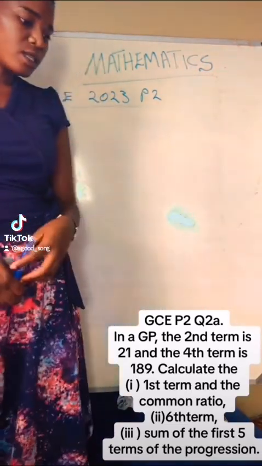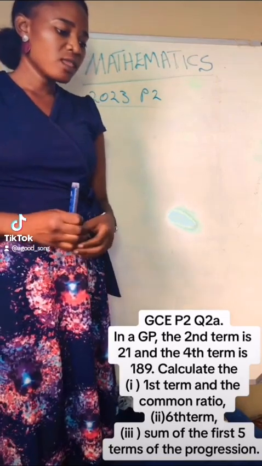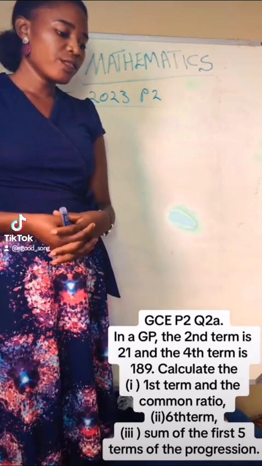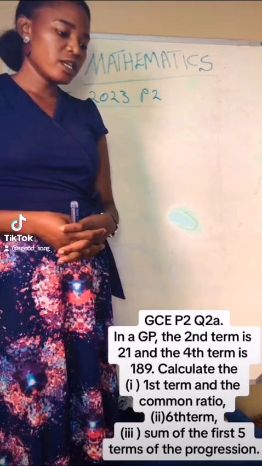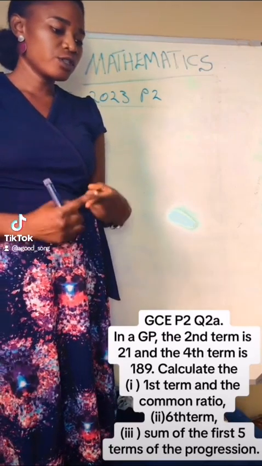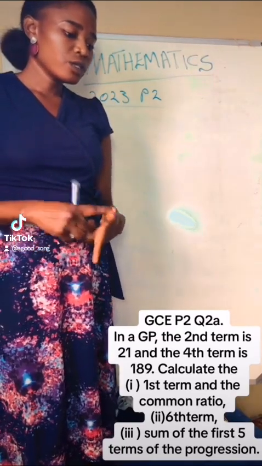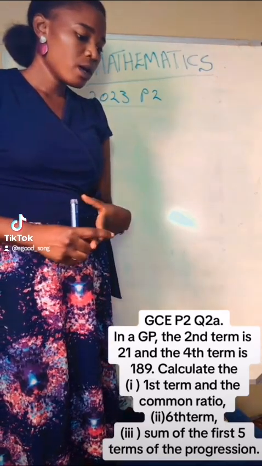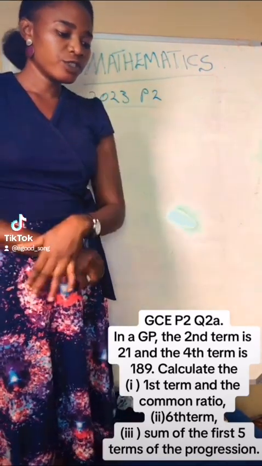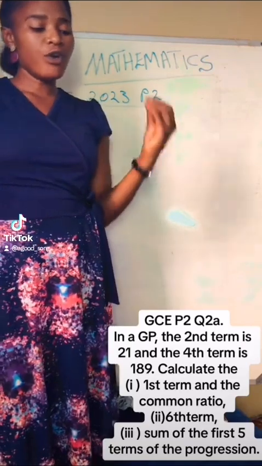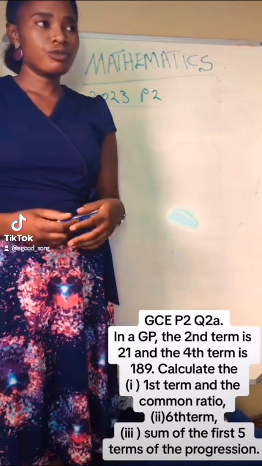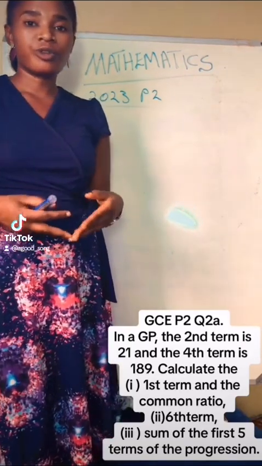So the question says, in a geometric progression, the second term is 21 and the fourth term is 189. Calculate the first term and the common ratio, the sixth term, and the sum of the first 5 terms of the progression. So for us to solve this question, we need to remember what a geometric progression is.